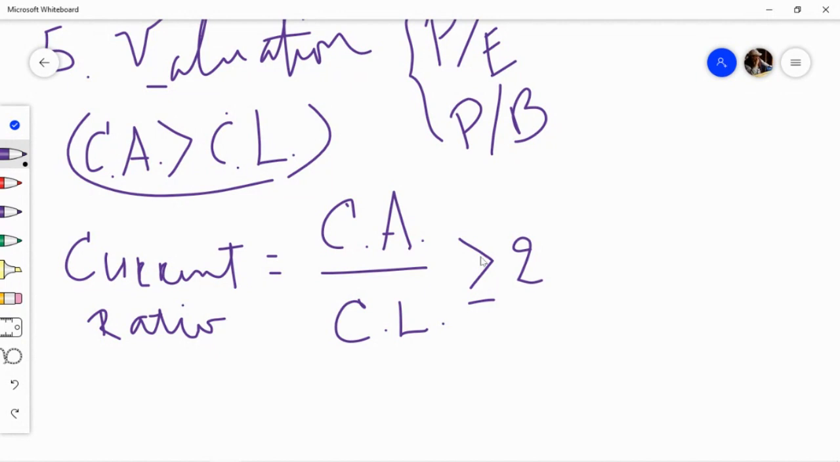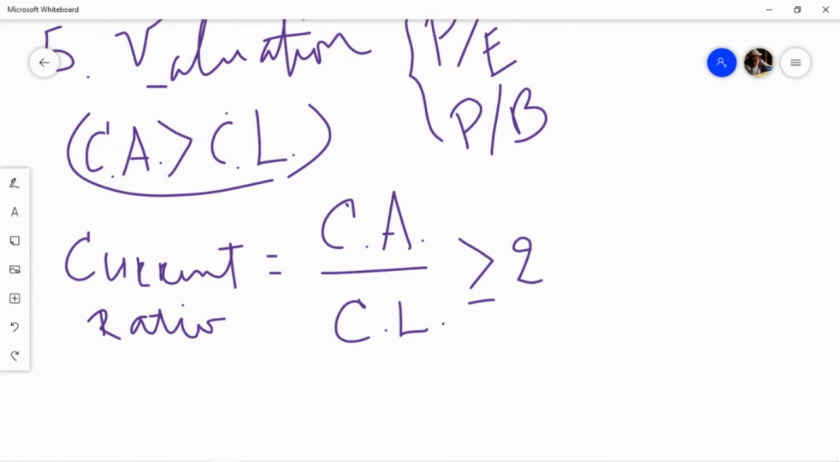So you're okay. The bottom line is it has to be greater than 2. The higher this number, the better it is. Now, the bottom line is 2. This is the liquidity ratio category, right? So this way you can tell whether the company will default or not.